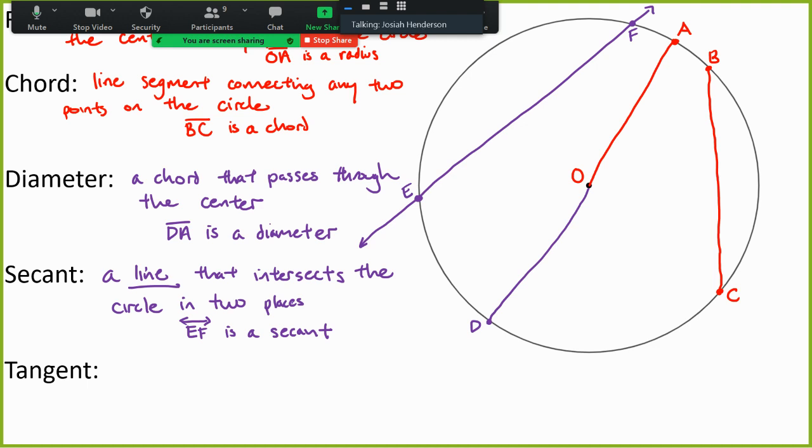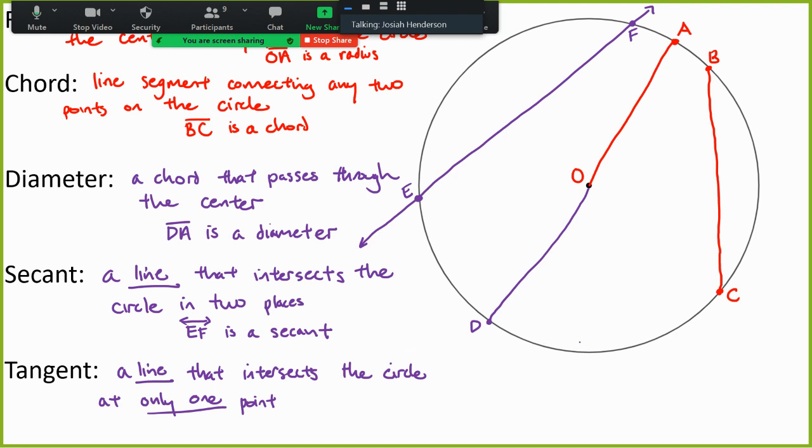Okay, and our last one is tangent. A tangent is a line that intersects the circle at only one point. Let me write that, and then I'll draw a picture. A line that intersects the circle at only one point. So what does that look like? A line that intersects at only one point, it only is grazing the outside.